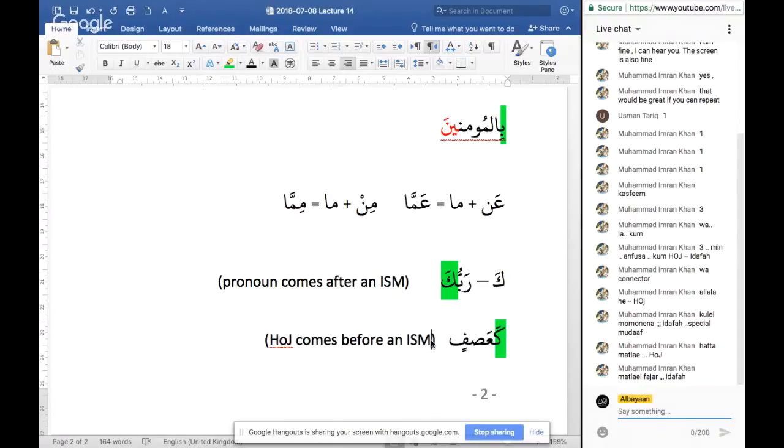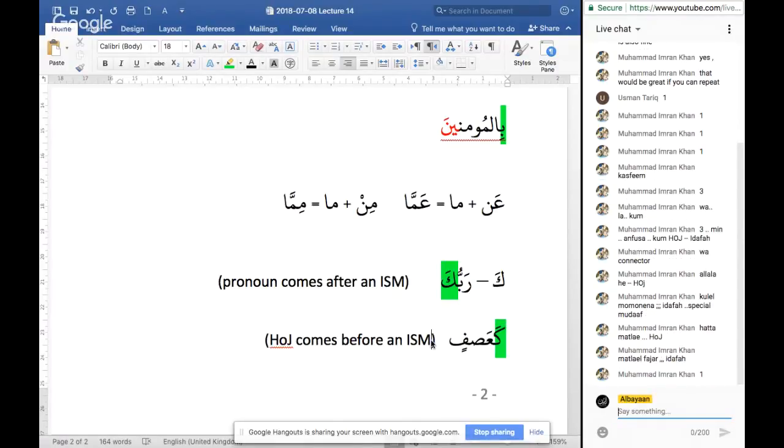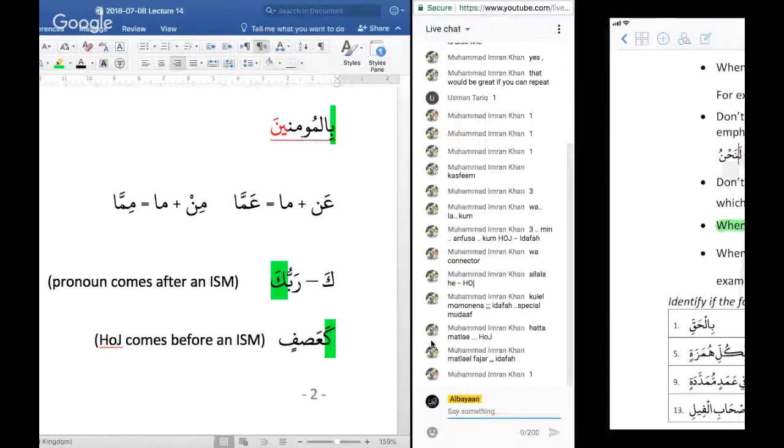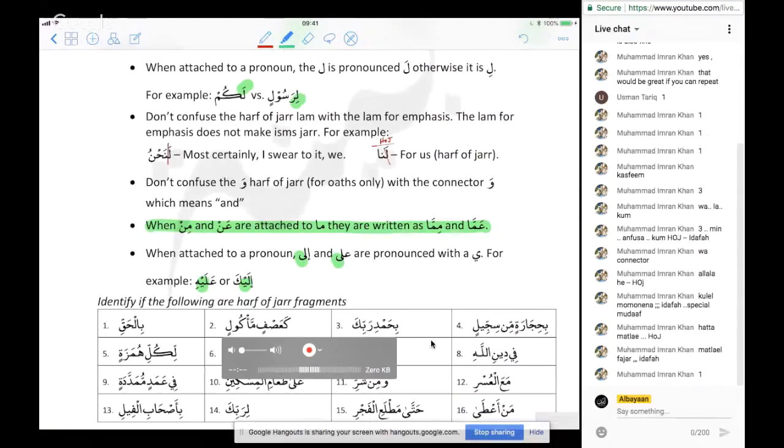Everything is in your notes, and I will send you these notes, inshallah, as well. Good, very good, Jazakallah. Thank you. Okay, let's go to the exercise. There's a good exercise here.